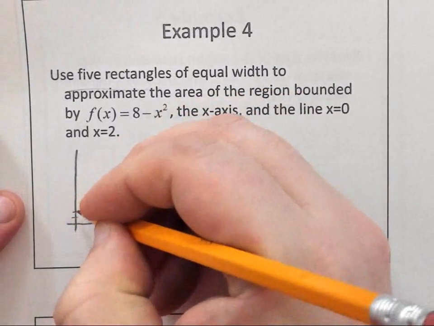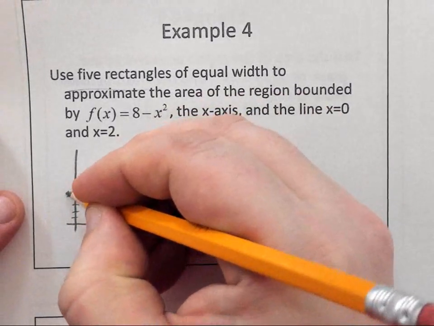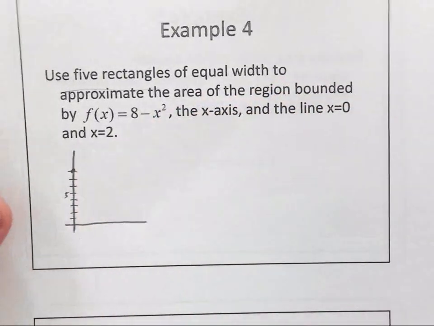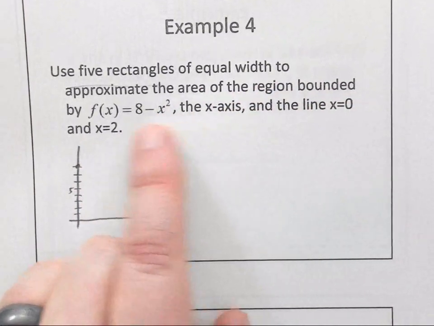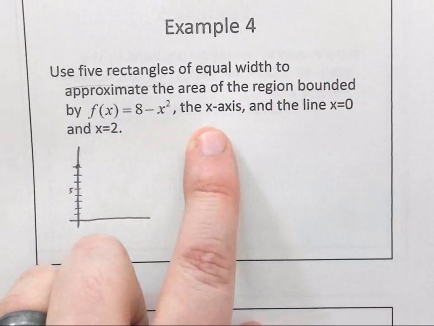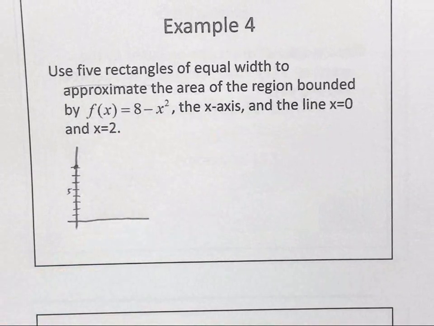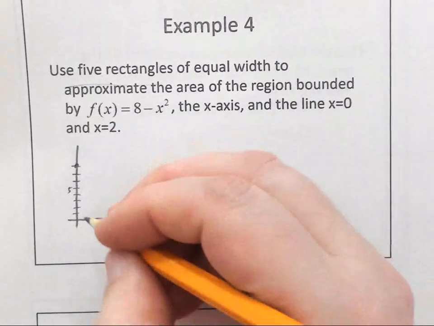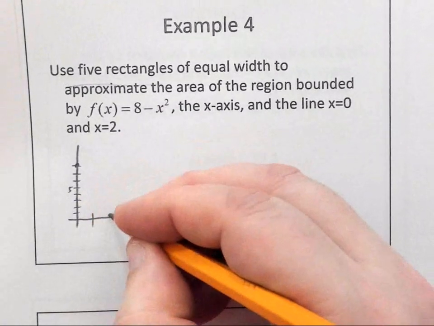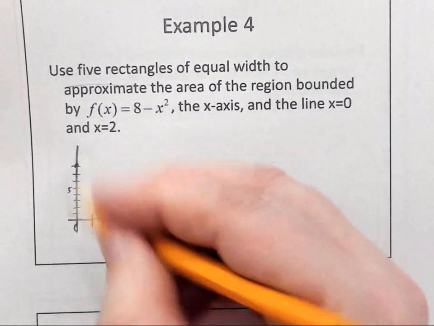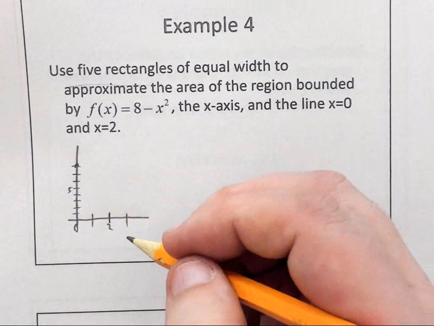okay, so here's where it starts. Now, I also want to be bounded by these regions, by this curve, by the x-axis, by the line x equals 0, and the line x equals 2. So that means I actually want to be between this 2 here and this 0, and in the first quadrant.